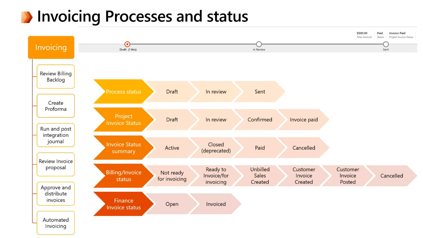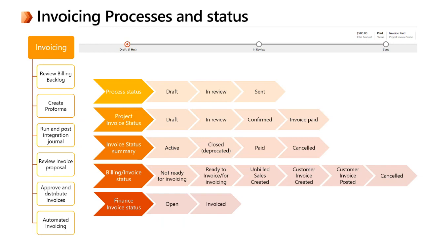Once that's confirmed, the integration kicks in. This pro forma invoice is translated to an invoice proposal on the finance side, where the accountant can look at it further, apply some adjustment on a tax, for example, and approve and post and distribute the invoices to the customers. And almost all of this can be automated, which is the usual way you're working.